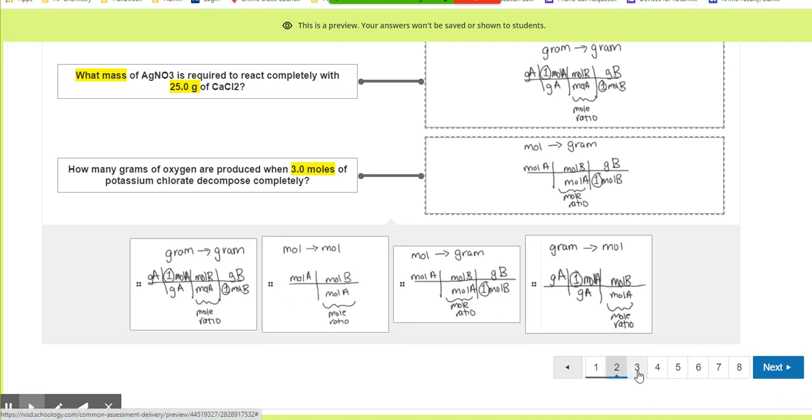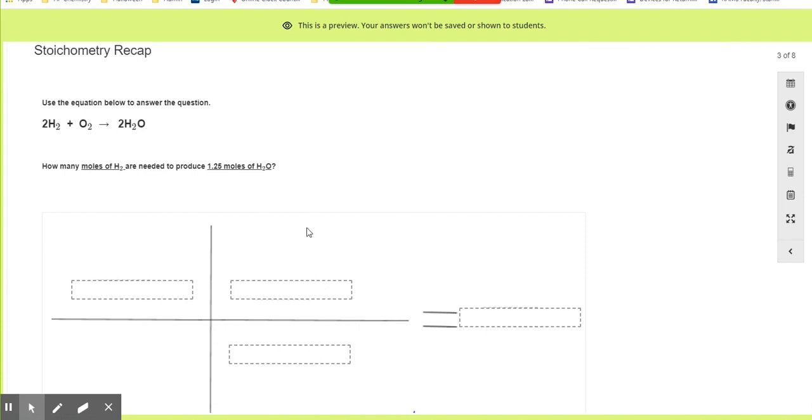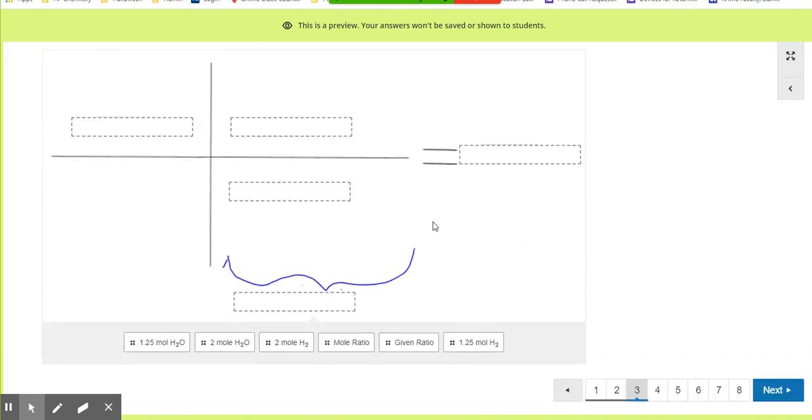All right, let's do number 3. I'm going to do 3 more with you guys, and then I'm going to let you guys finish yours, okay? All right, so it says use the equation below to answer the question. So how many moles of H2 are needed to produce 1.25 moles of H2O? So where do we start? With the number, with the number. So we're going to grab the 1.25 moles H2O, goes in the first box.